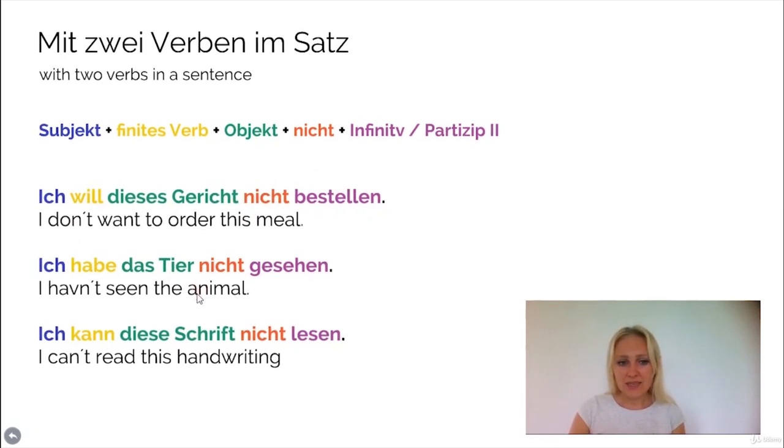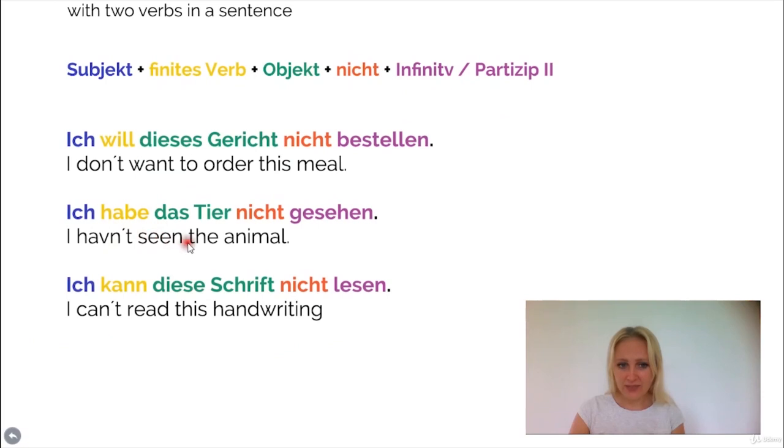Ich habe das Tier nicht gesehen. I haven't seen the animal. So ich habe das Tier nicht gesehen. Exactly the same: subject, then comes the conjugated verb. Then comes the object, the negation nicht, and then gesehen. Here it's the perfect tense. Ich habe es nicht gesehen. I haven't seen the animal. You're not negating the animal completely. You don't say this is not an animal. You're just negating the fact that you have seen it. So again, you have to use nicht here.